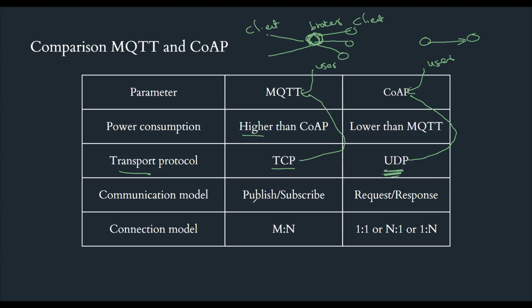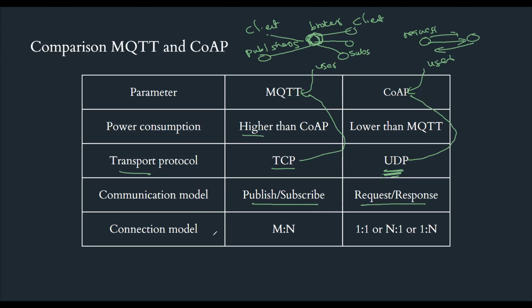And then we have the publish-subscribe model for communication. In MQTT, we have the publishers and subscribers. In CoAP, we have the request-response model. There's a requester for a resource, so we are sending a request and receiving a response from the server. That is the difference between the communication models.